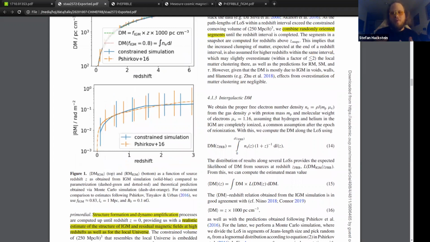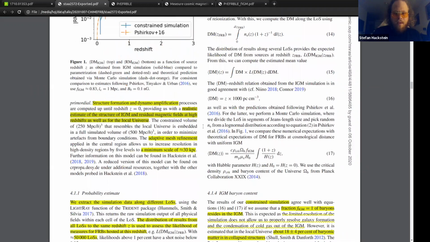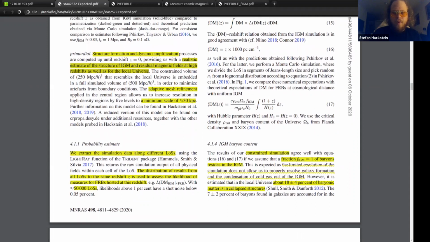However, if you're looking at the distribution, what we are doing here is not looking at the average, but at the distribution of all measures. This is also sensitive to the large-scale structure, and this can be non-Gaussian, and thus we need to account for the inhomogeneities in the universe. This does show in the distribution of dispersion measures that we see, but more strongly, it also shows in the rotation measures. The minimum resolution is 30 kiloparsec in here, so we do not resolve individual galaxies.